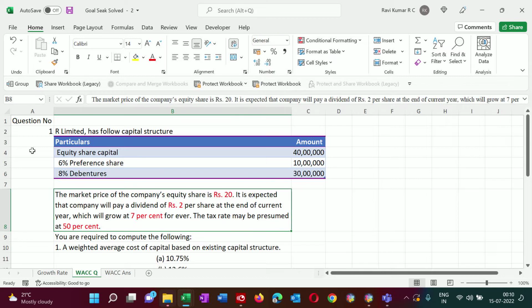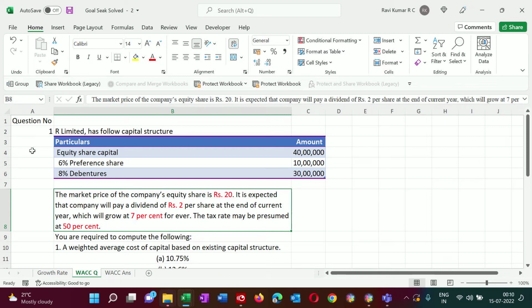The market price of the company's equity share is 20 rupees. The price of the share is 20 rupees. It is expected that the company will pay a dividend of 2 rupees per share at the end of the current year, that is the future dividend, which will grow at 7% every year, that is G. The tax rate may be presumed at 50%.